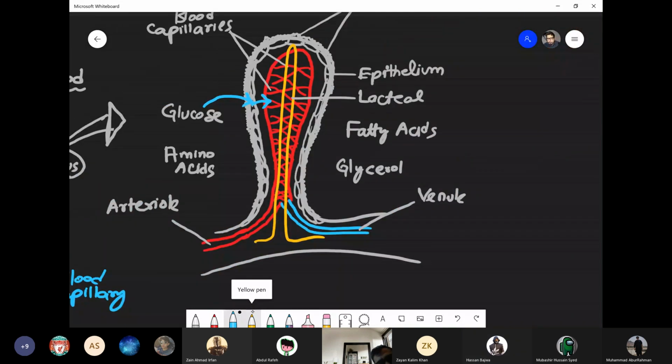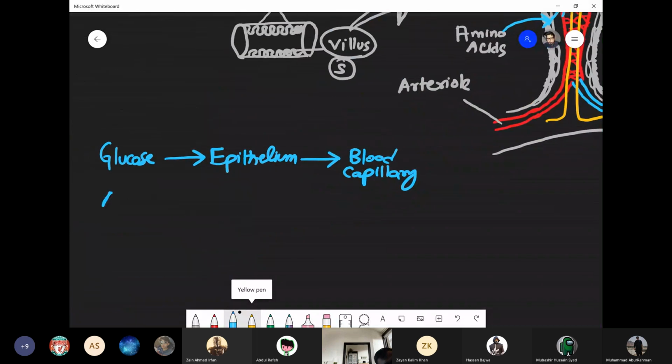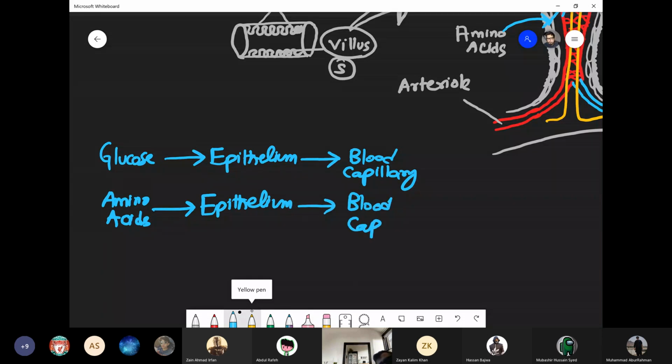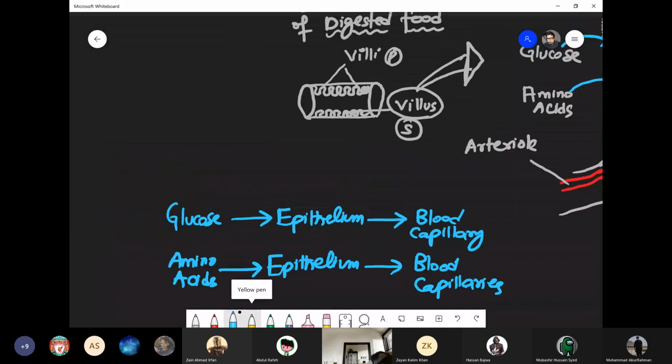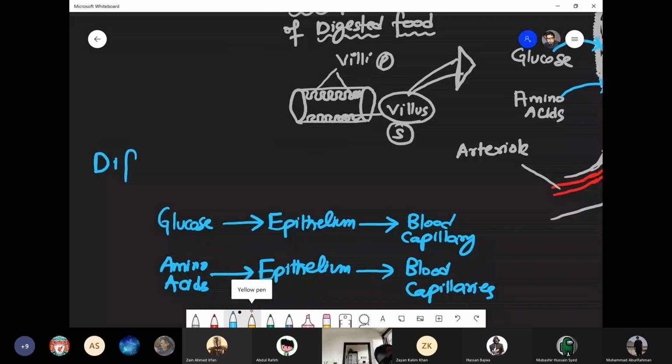Yes, sir. Amino acid as well. First, it goes where? Into the epithelium. Amino acids as well. First, they go into the epithelium, and then from epithelium, they will go into the blood. So we can mention that over here as well, that amino acids, again, first of all, they enter into epithelium and then into blood capillaries. Now, boys, let me tell you, this movement first will be by diffusion.